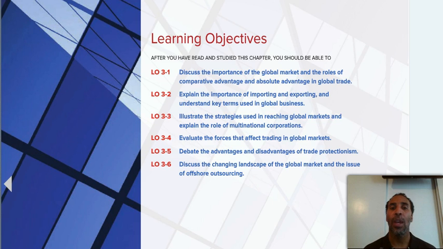So the learning objectives for this chapter are: discuss the importance of the global market and the roles of comparative advantage and absolute advantage in global trade; explain the importance of importing and exporting and understand key terms in global business; illustrate the strategies used in reaching global markets and explain the role of multinational corporations; evaluate the forces that affect trading in global markets; debate the advantages and disadvantages of trade protectionism; and discuss the changing landscape of global markets and the issue of offshoring and outsourcing, which is a very touchy subject, especially here in the American market.